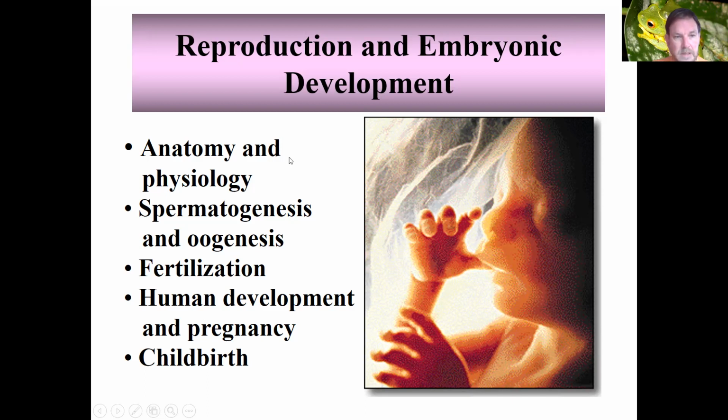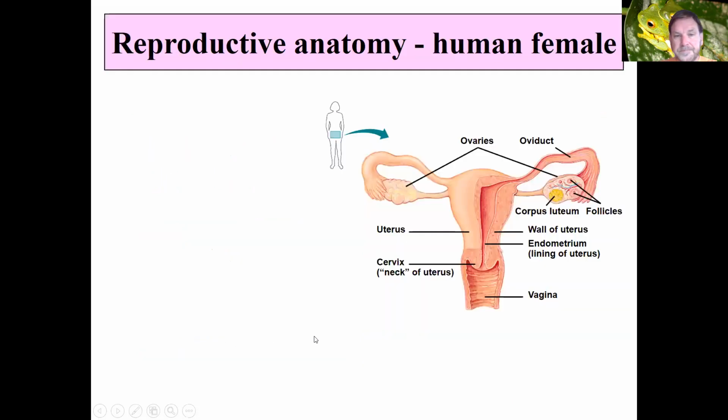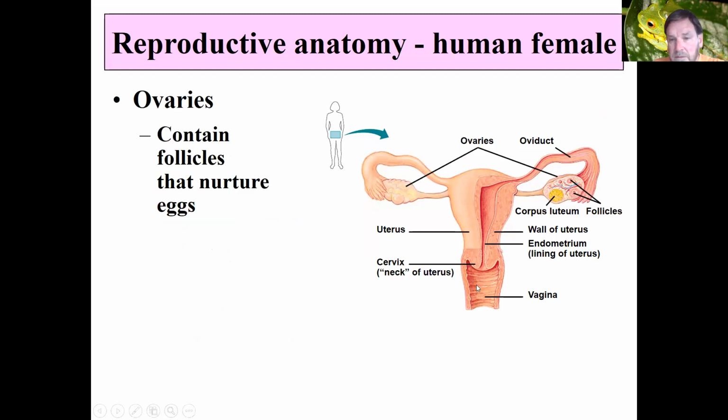So we'll look at all these things today: anatomy, physiology, development of sperm, development of eggs, the union of sperm and egg, development, pregnancy, and childbirth. Looking at reproductive anatomy with human female, you have ovaries. Ovaries contain follicles that nurture eggs, and all of the eggs that a female has for her entire life are there at birth. They just mature one at a time after puberty once a month.